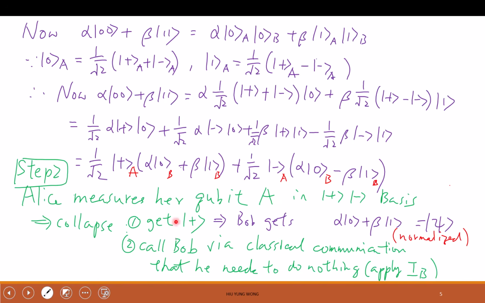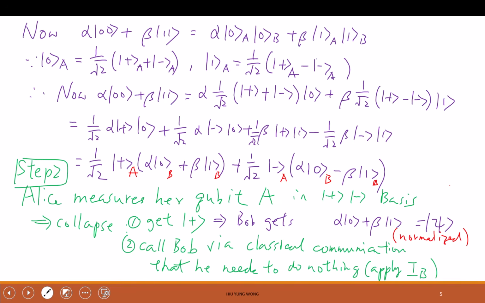It will, because when she did the measurement, she got plus, then she's going to call Bob, say, I got plus. She needs to tell Bob that she got plus. Because if she got minus, there's another thing Bob needs to do. There's nothing about channel security.